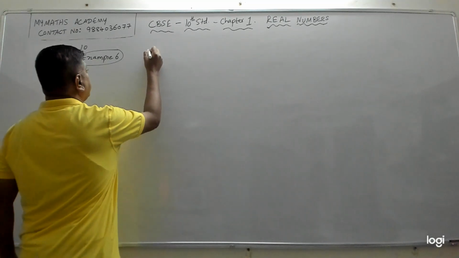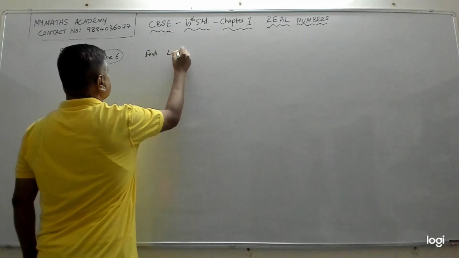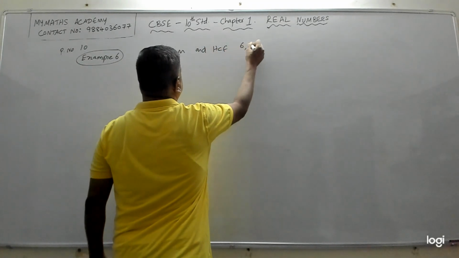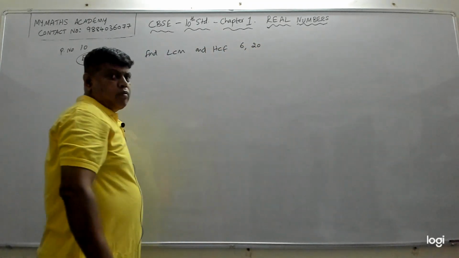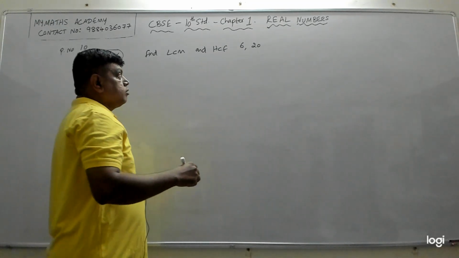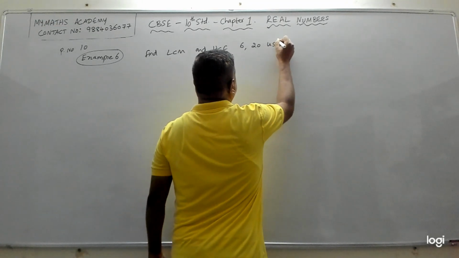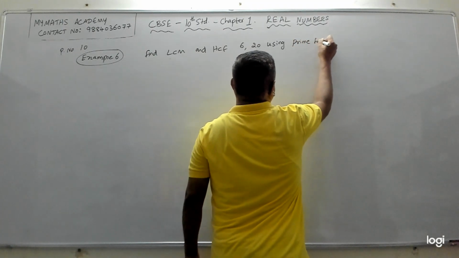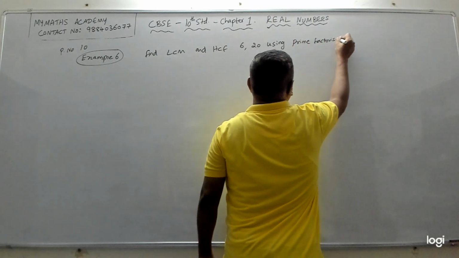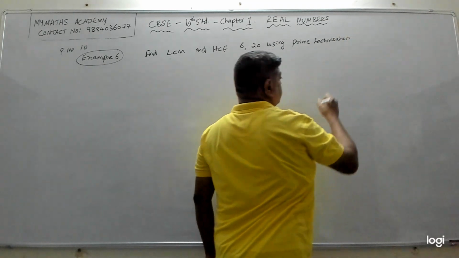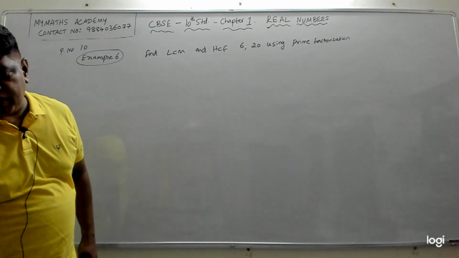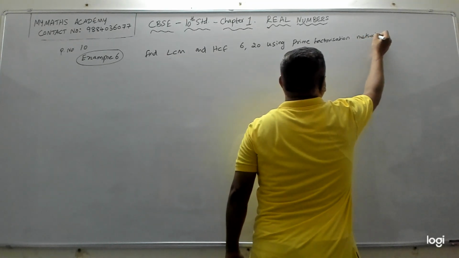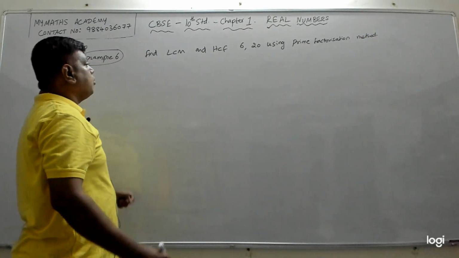So we need to find the LCM and HCF of the numbers 6 and 20 using the prime factorization method. So how do we do this?